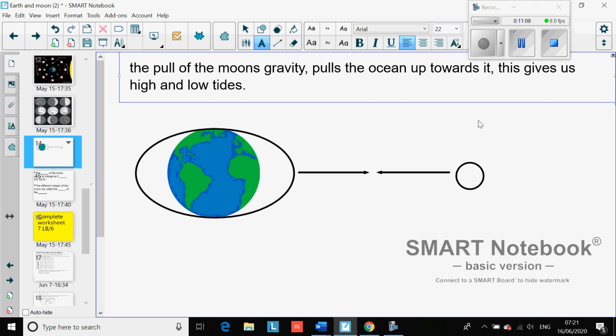Okay, now this is a very simple diagram, and don't worry if you don't really understand all of it. Why does it also swell on this side? Don't need to know that just yet. But the pull of the moon's gravity sort of pulls the ocean off the surface of the Earth just a little bit up towards it, only by about a meter or two, and that gives us high and low tides. So pause the video and just add this diagram into your book, please.